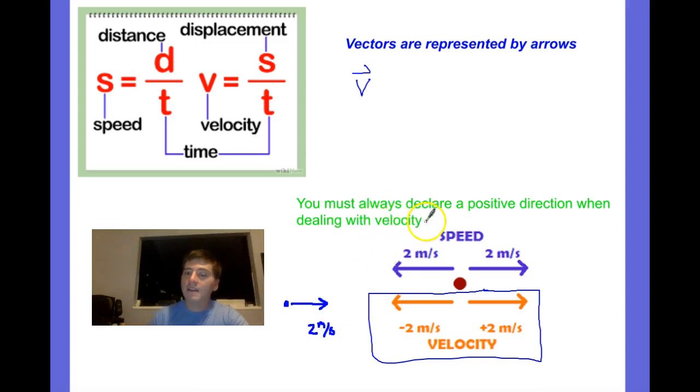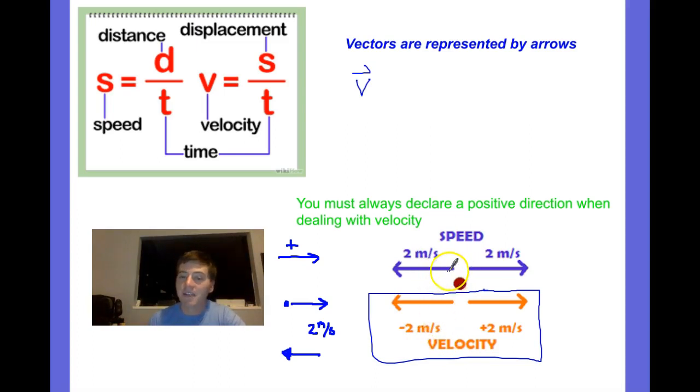And you always have to declare a positive direction when you're dealing with velocity. So if I draw this arrow and call it positive 2 meters per second, I know this is the positive direction. If I were going in the other direction, your velocity would now be negative. That's what a negative means. So if I'm going this way at 2 meters a second, I'm going negative 2 meters per second.